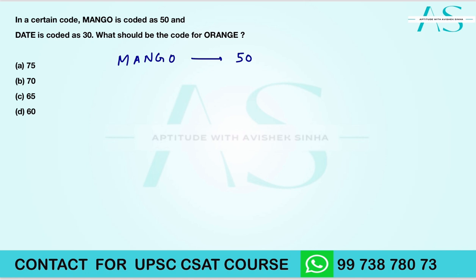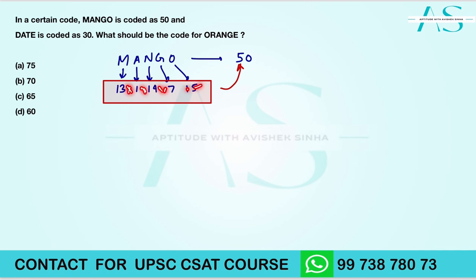Whenever we have a word and in front of it a number, try to write the elements into their actual ranks. M is at 13, A is at first, N is at 14, G is at 7, O is at 15. Now, what operation can be done here to get to 50? Can I multiply these numbers to get 50? I don't think so, it will be a very big number. Can I add them? Yes, let's see. 13 and 1 is 14, 14 and 14 is 28, 28 and 7 is 35, 35 and 15 is 50. Bingo.